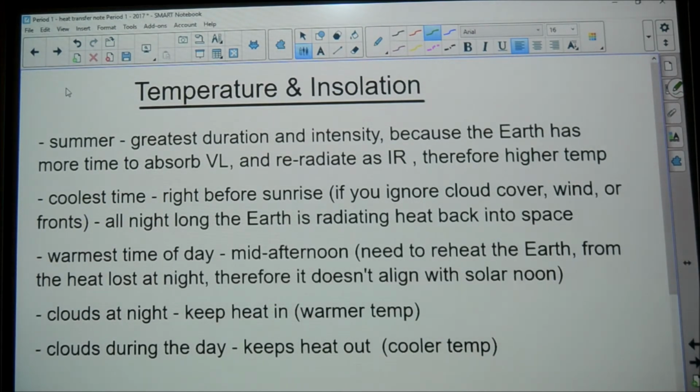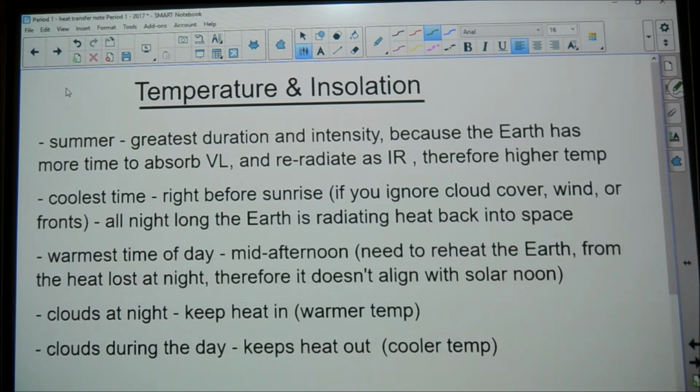It's actually usually mid-afternoon. So the whole idea is you keep absorbing until the sun is setting. So with that one, my warmest time of day, mid-afternoon. Now mid-afternoon on the clock is going to vary with your seasons. Because remember, your sun is going to set around 9 o'clock in June, but around 4:30 in December. So mid-afternoon is going to vary time-wise.